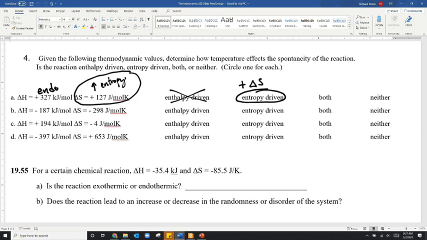A reaction is only enthalpy driven if it has a negative delta H, because that means it's exothermic, so energy would be spreading out and that would have driven it forward. In this case, energy is coming into the system, so the energy doesn't get to spread out, it actually does the opposite. So this one's entropy driven.